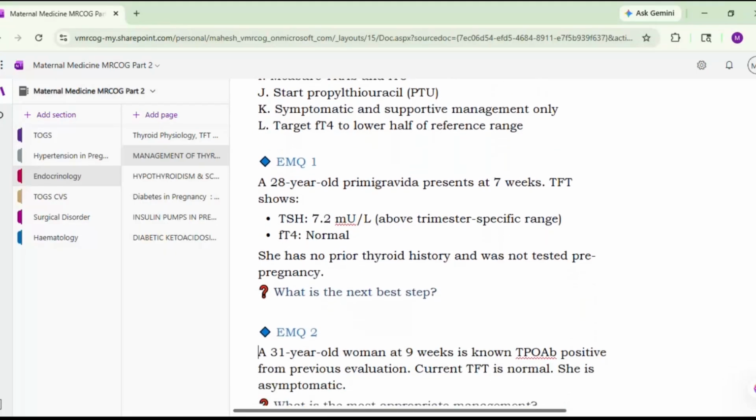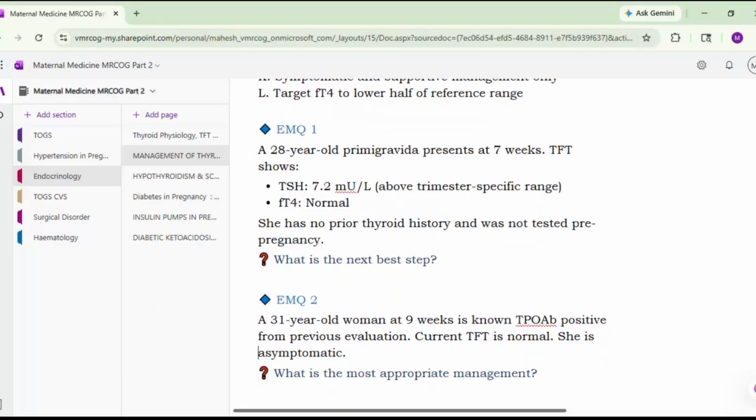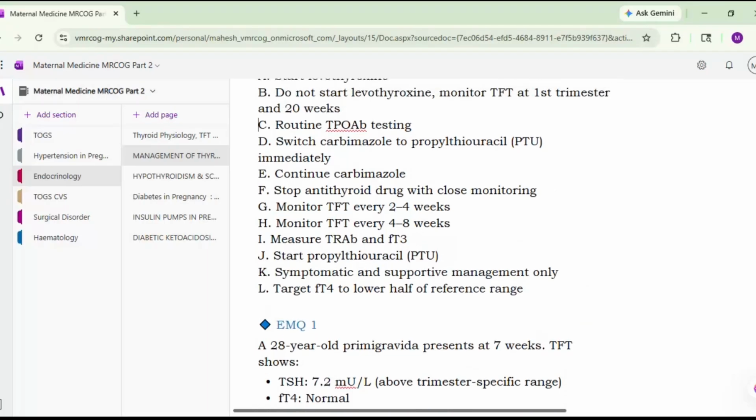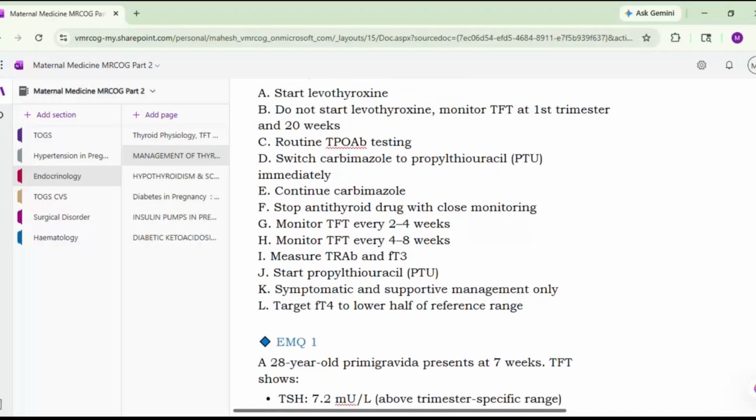Okay, next question. A 31-year-old woman at 9 weeks is known to be TPO antibody positive from a previous evaluation. Current TFT is normal. She is asymptomatic. What is the most appropriate management? What is her status? TPO antibody positive, but she's euthyroid, so we don't start her on any treatment, but she needs close monitoring. Monitoring her TFT every 2 to 4 weeks, 4 to 8 weeks, is it?